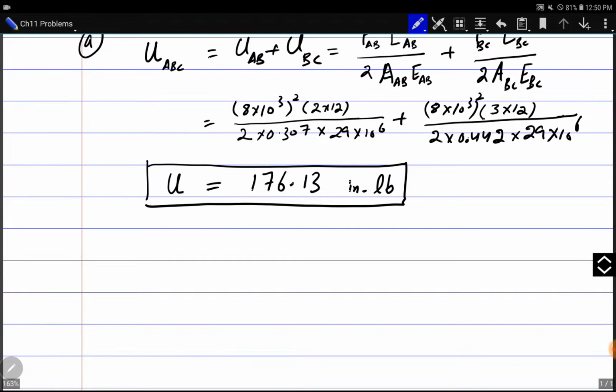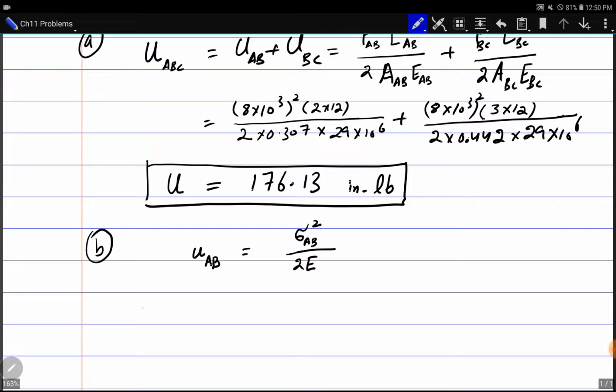In part B, we were asked to find small u, strain energy density. Remember, capital U is strain energy, small u is strain energy density, which is strain energy per unit volume. Okay, u_AB will be equal to sigma AB squared divided by 2E. E is given, sigma AB can be calculated.